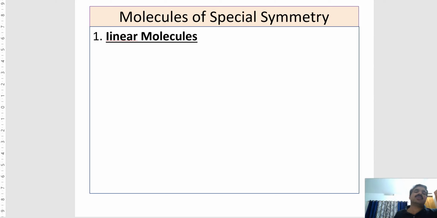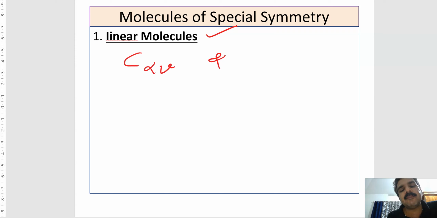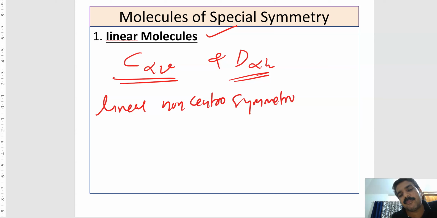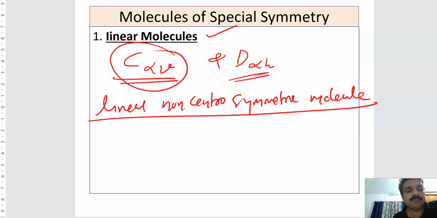Next is molecules of special symmetry. The first one is linear molecule. Linear molecules have two types of point group, that is C infinity V and D infinity H. A linear non-centrosymmetric molecule belongs to C infinity V. That is, a C infinity V molecule has no centrosymmetry. It's a linear molecule but has no centrosymmetry.